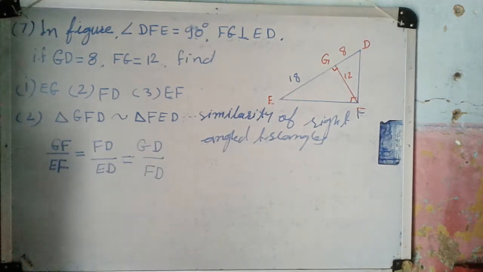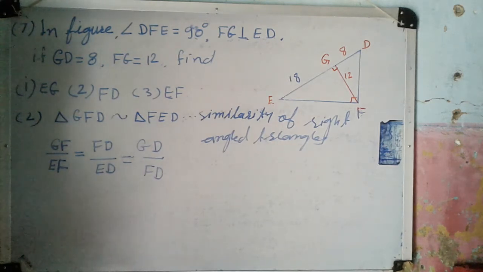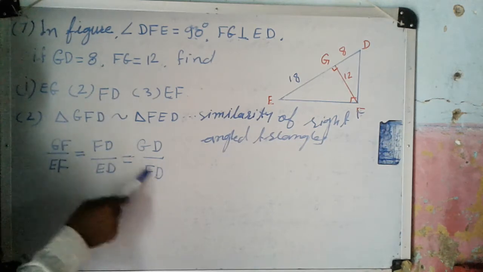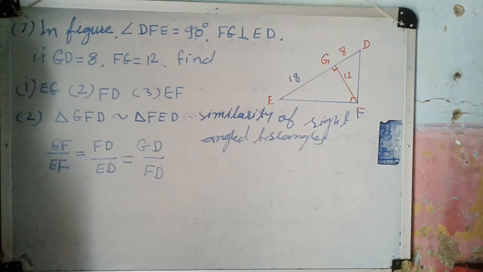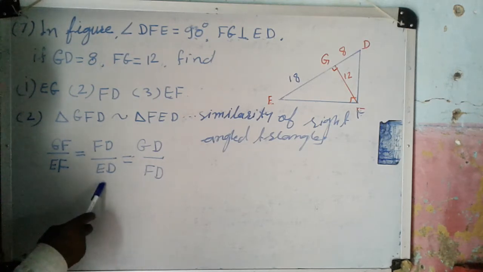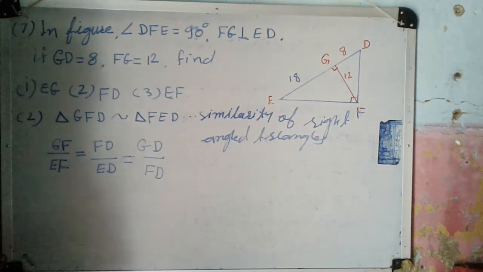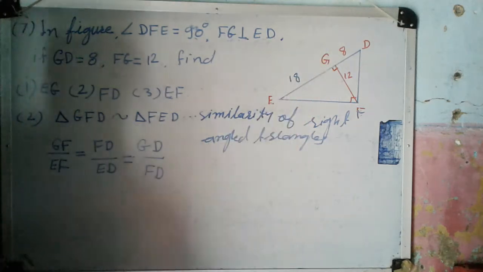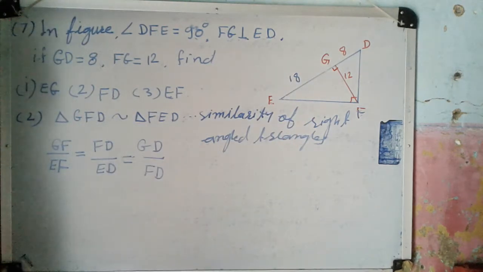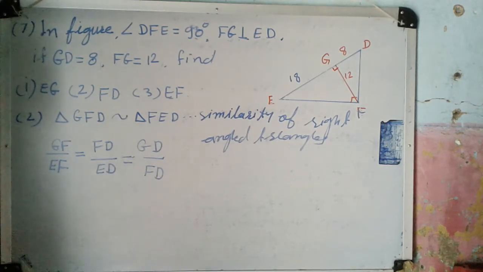Okay. Now see here. We have to find FD. We have to find this length. And here we have length of ED is equal to 18 plus 8, and length of GD is equal to 8. So using these two ratios, we can find FD.